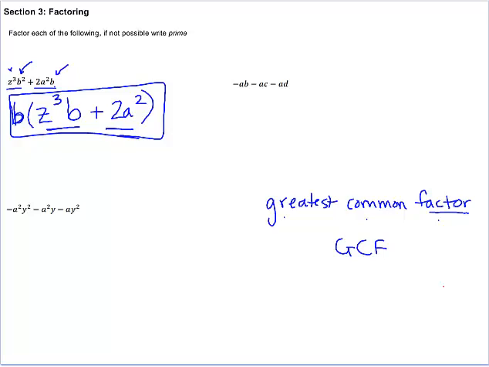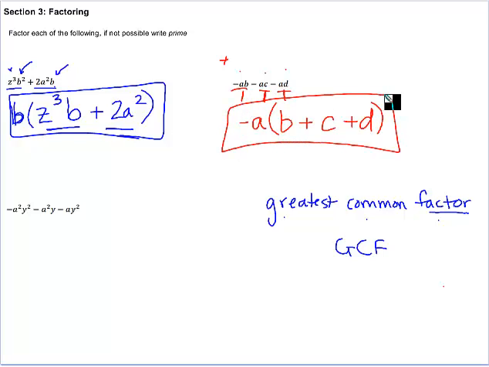All right, second example. Negative ab minus ac minus ad. So we have to look at each term and decide what the greatest common factor is. They all have an a in common, and they're all negative. So we'll take a negative a out. If we take that out of the first term, we're left with a positive b. Out of the second term, we're left with a positive c. And out of the third term, we're left with a positive d. So that factors down to negative a times b plus c plus d.